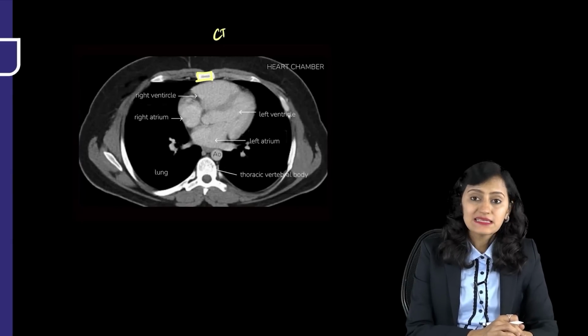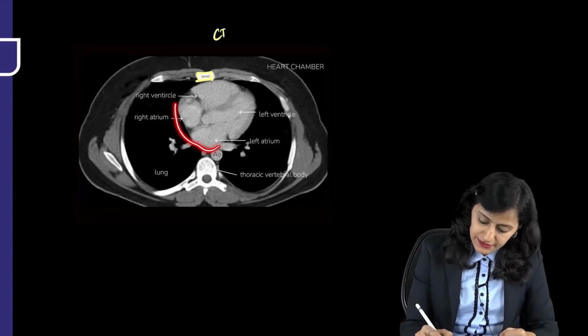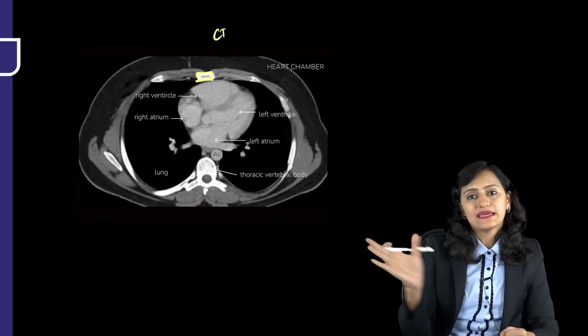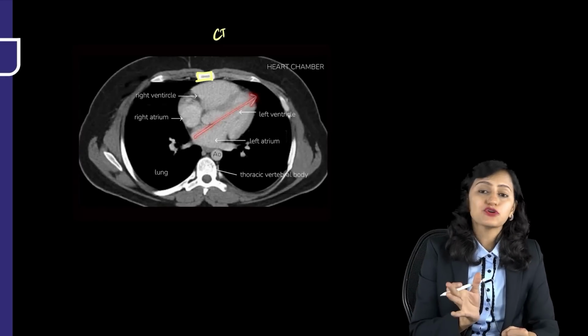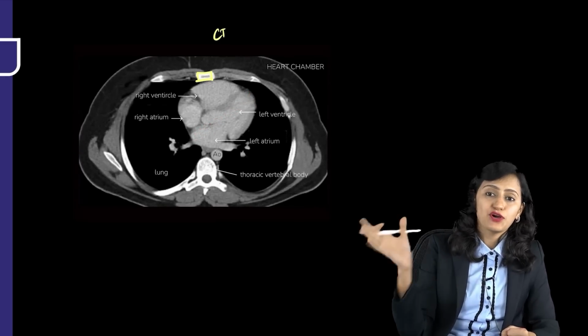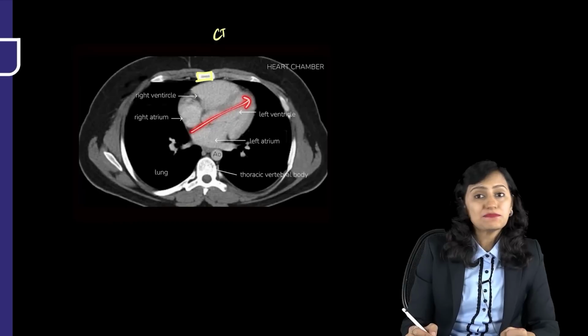And what do we see in the CT? This is the heart. Is the heart normally placed? Yes, the apex is going towards the left side. Your right, that is left. So this is a normally placed heart.